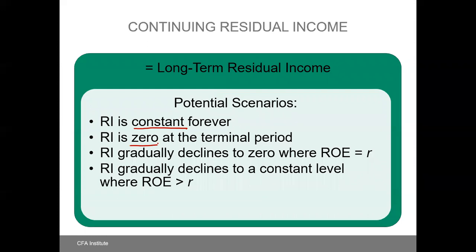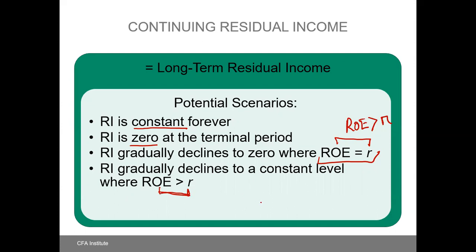Residual income is 0 at the terminal period. Residual income gradually declines to 0, where ROE is equal to R. So when ROE is equal to R, and it is only when there is stiff competition in the market, the firm barely earns the cost of equity, and the firm cannot generate a return on equity greater than R. Or ROE gradually declines to a constant level where ROE is greater than R. Okay, so it is possible that because of huge competition in the market, some firms exit from the market, and the remaining firms enjoy this higher return on equity over the cost of equity. But over time, it is likely that it will be equal.